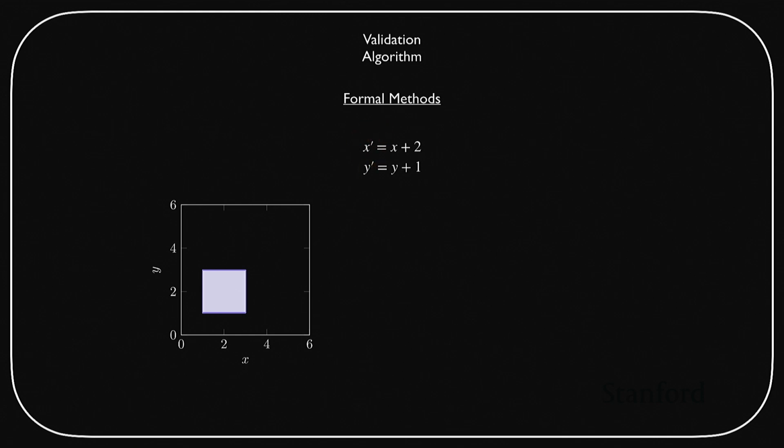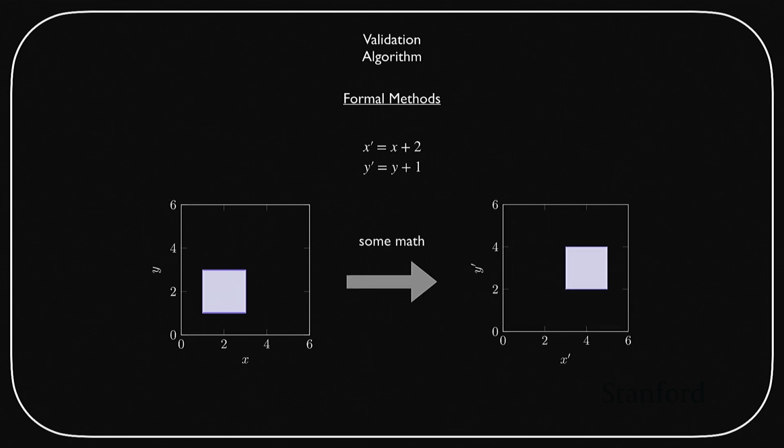And then we have a very simple transition model, which is just that the x value for the next time step is the x value for our current time step plus 2, and the y value at the next time step is the y value for the current time step plus 1. So before I show the next animation, maybe you can take a minute to think about what would happen to this square at the next time step.